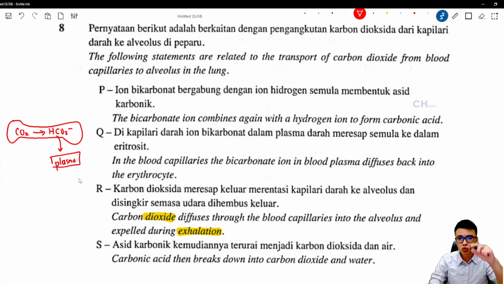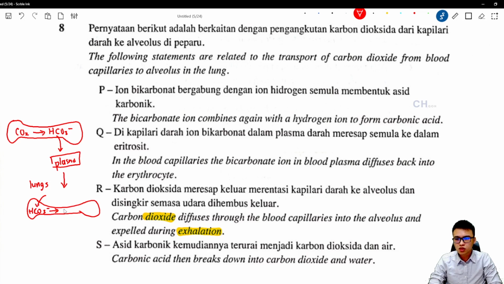Then this bicarbonate ion will flow with the blood all the way to the lungs. When they reach the lungs, this bicarbonate ion will diffuse back into the erythrocyte. But the thing is, we are going to remove the carbon dioxide, not the bicarbonate ion. That's why after the bicarbonate ion diffuses back into the red blood cell, we are going to convert it back to the carbonic acid.